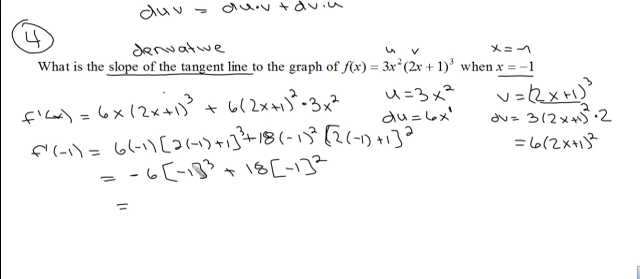Okay, so this is going to be negative 1. So negative 1 times 6 is positive 6. It's going to be positive 1. So positive 1 times 18 is just 18. And 6 plus 18 will give me 24. So the slope of the tangent line is 24.